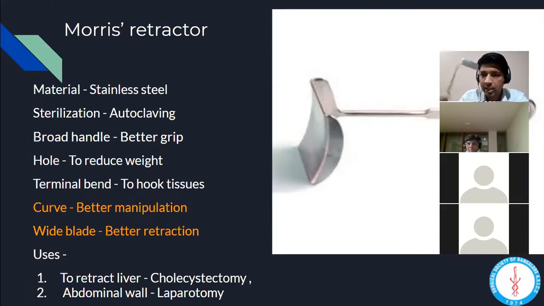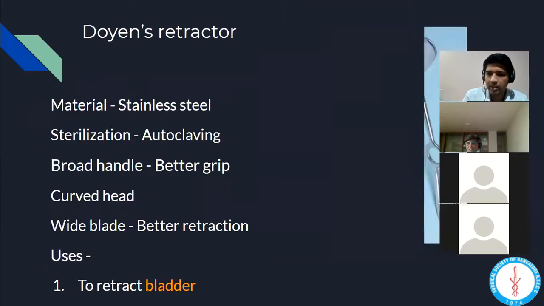And with a little change, you can see that there is a small concavity on the top. This concavity allows for manipulation. If you're suturing something, it gives you a little bit of extra room as compared to having a flat surface.